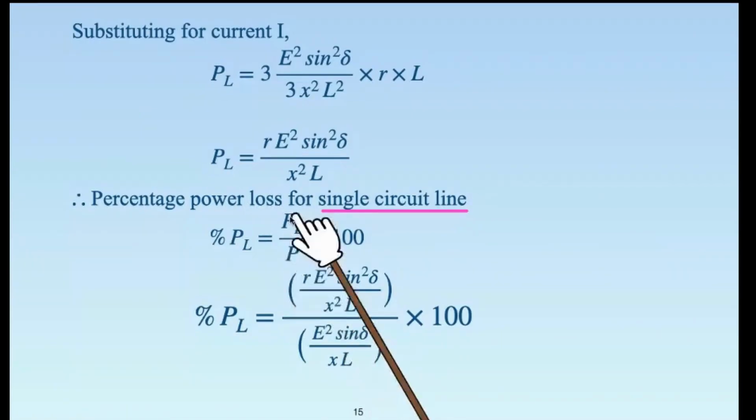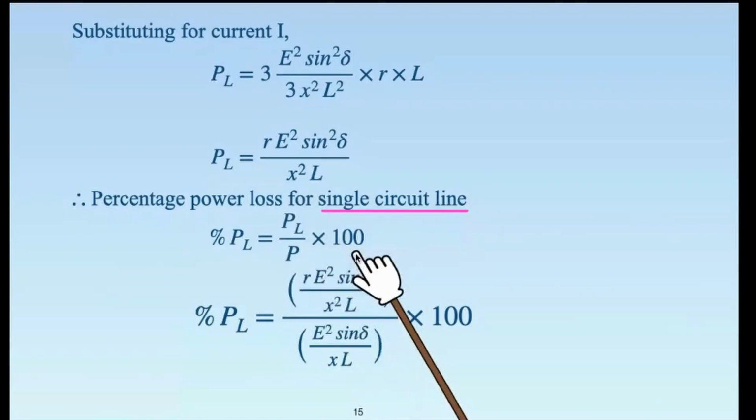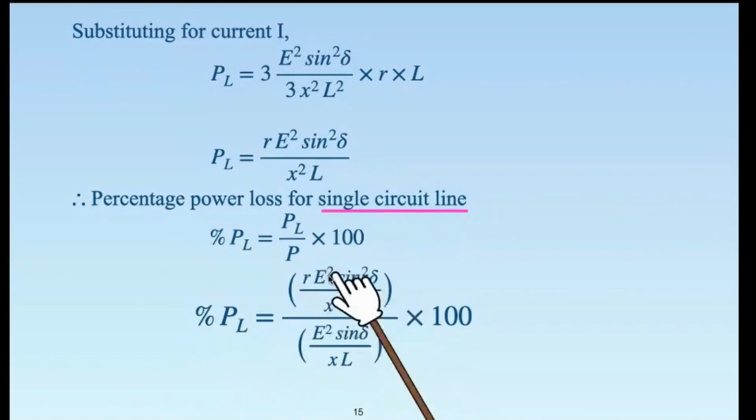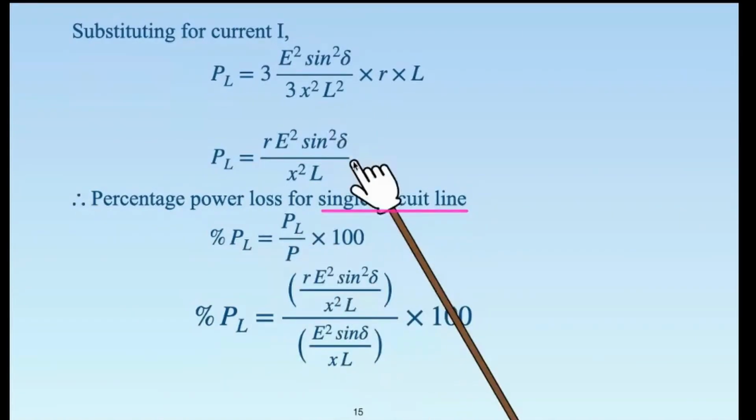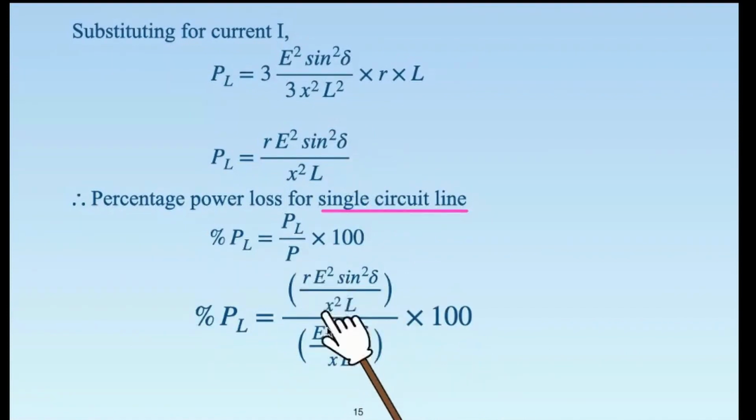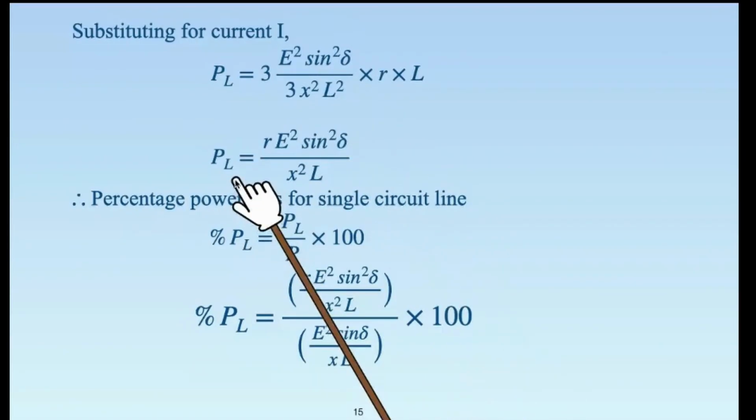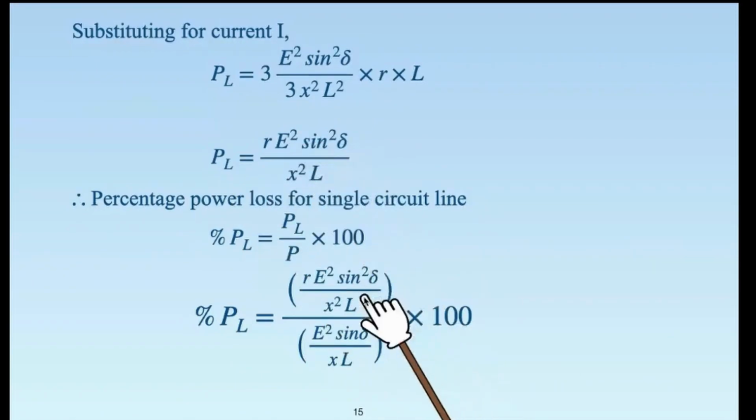Total power carrying capacity and power loss. So PL upon P times 100. Percentage power loss can be calculated by substituting PL and P. Here PL is already obtained on top, and P is the power handling capacity, E square sin delta upon XL, as derived earlier. And naturally here you can see so many terms will get cancelled out, and the equation will get simplified. Let us check. I hope this is clear. PL is equal to R E square sin square delta upon X square L. It is substituted here in the numerator, and P is the power handling capacity.